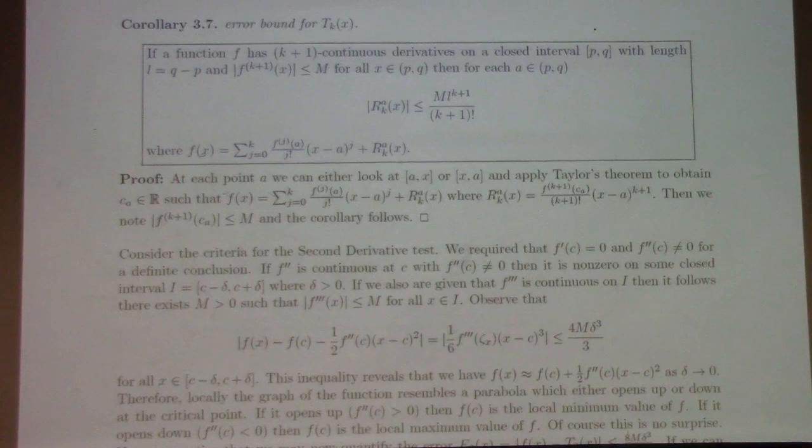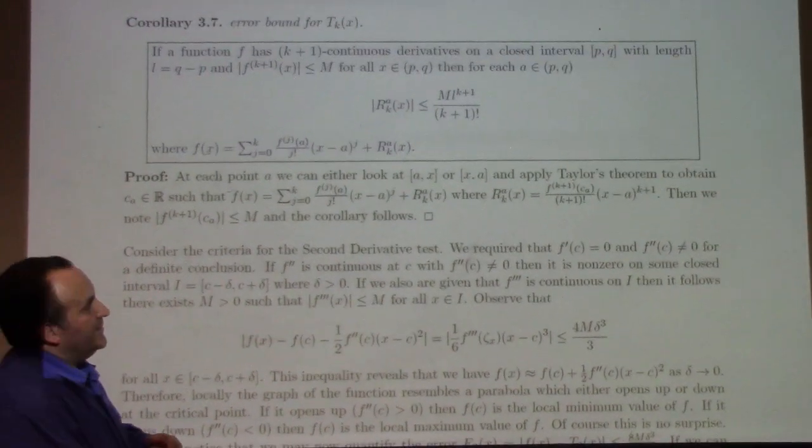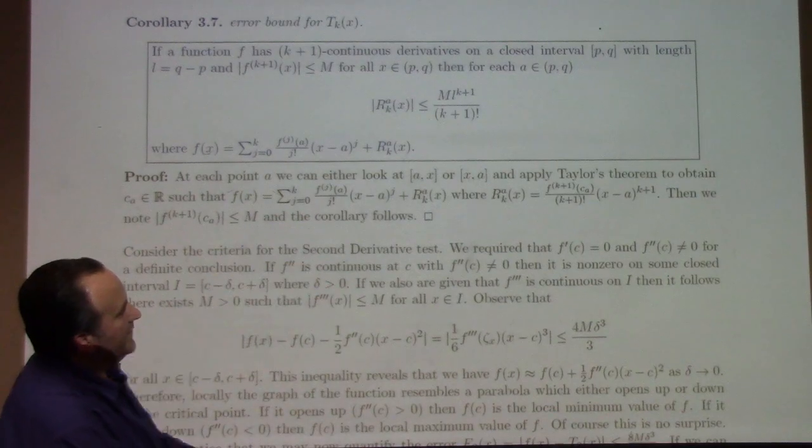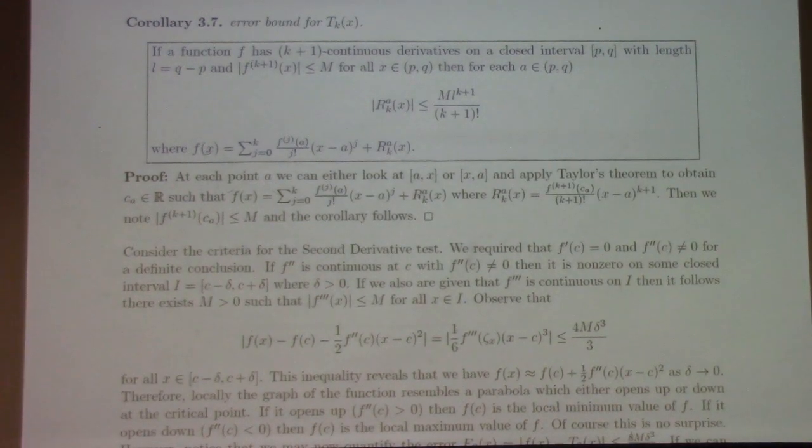This gives us an error bound. Like it says, if a function has k plus 1 continuous derivatives on a closed interval p to q, and the length of that interval is L, then if you can bound the k plus 1th derivative by m, then the error in the Taylor polynomial of order k is at most, in size, m times the length of the interval to the k plus 1 power, divided by k plus 1 factorial.